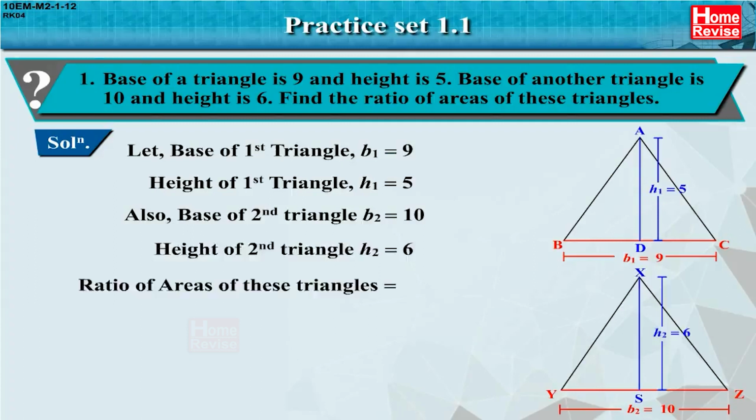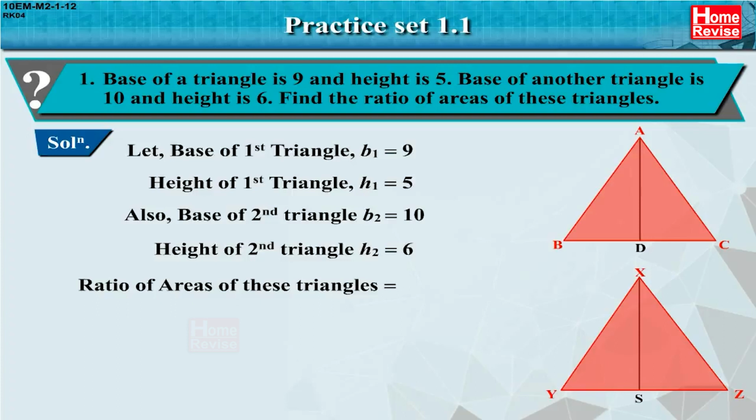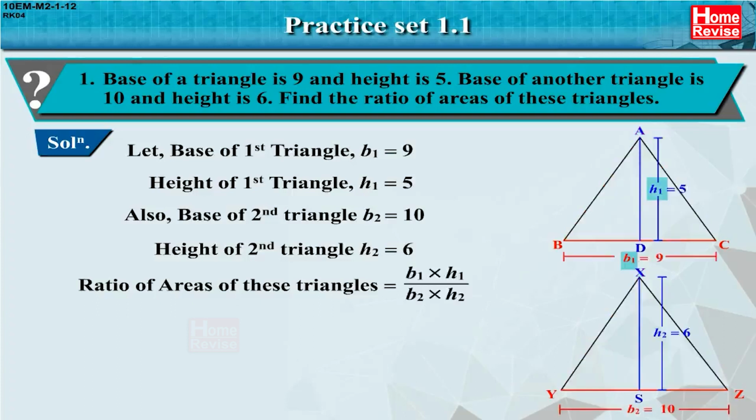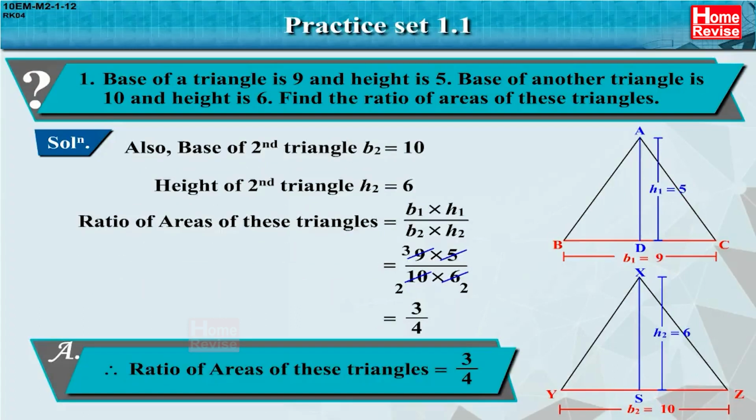Ratio of areas of these triangles is equal to B1 multiplied by H1 upon B2 multiplied by H2, which is equal to 9 multiplied by 5 upon 10 multiplied by 6. After cancellation, we get 3 upon 4. Therefore, ratio of areas of these triangles is equal to 3 upon 4.